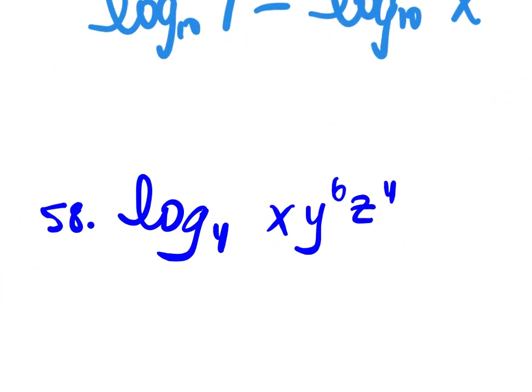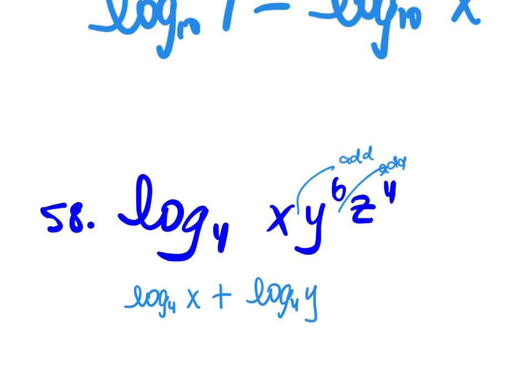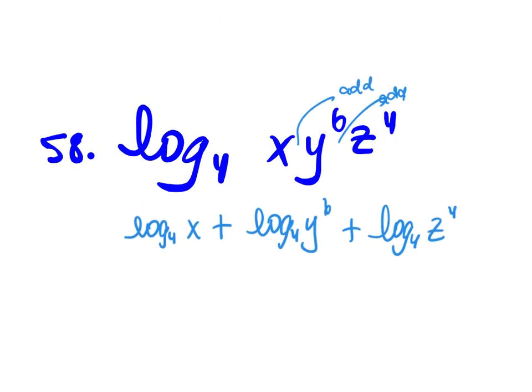All right, again, I'm looking at this. I see log base 4 of x times y times z. So everywhere I see a multiplication, I know when I pull it apart, I'm going to have to add. And then I see here exponents. Those become what? Coefficients. So the first thing I'm going to do is I'm going to say log base 4 of x plus log base 4 of y to the 6th plus log base 4 of z to the 4th. Now, some of you will skip that step and not do it, which is fine, but you have to show me that these exponents then become coefficients.